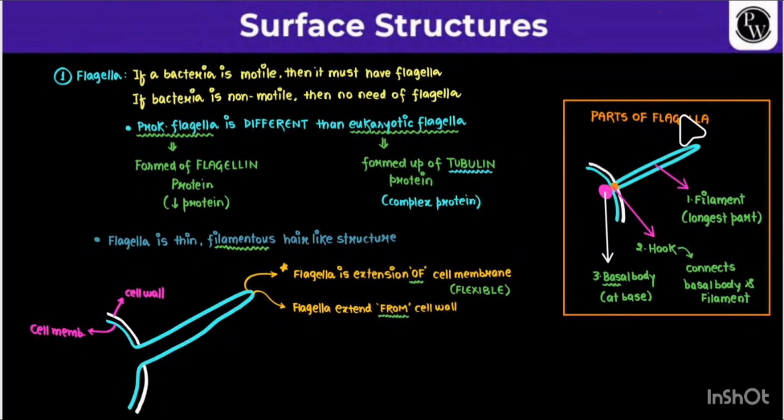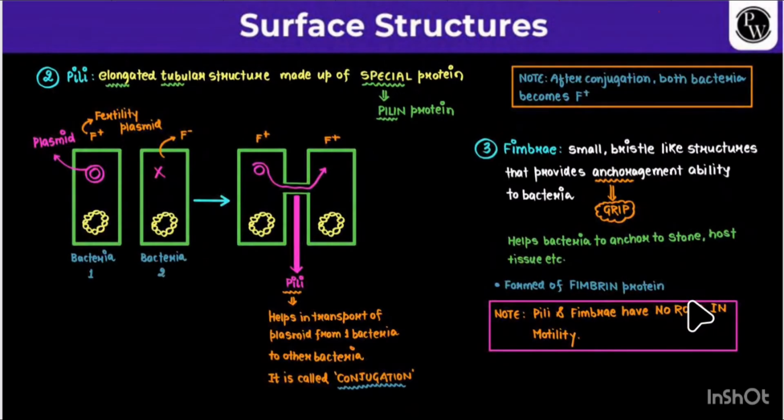Parts of flagella: the first one is the filament, which is the longest part. The second one is the hook, which connects the basal body and the filament. Third is the basal body, which is at the base. Next, the pili are elongated tubular structures made of a special protein that we call pilin protein.